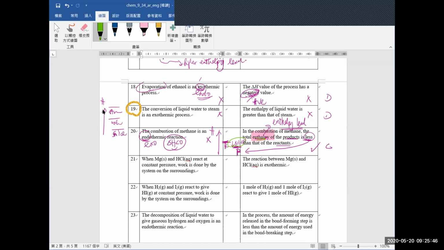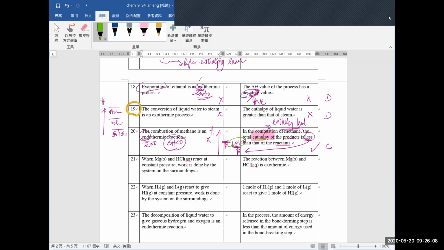The one we place higher in the enthalpy level diagram, of course, has a higher enthalpy level. The one lower is lower. I don't want to say something meaningless.